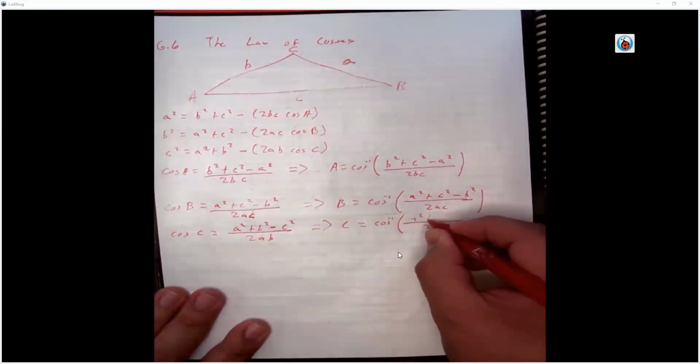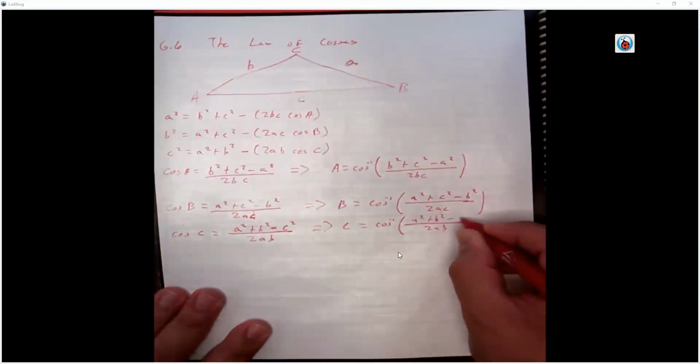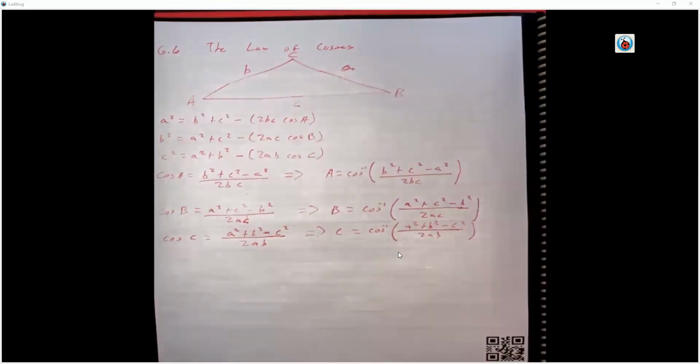2AB. So capital C would be A squared plus B squared minus C squared. Okay. Last formula, and then we'll call it a day.